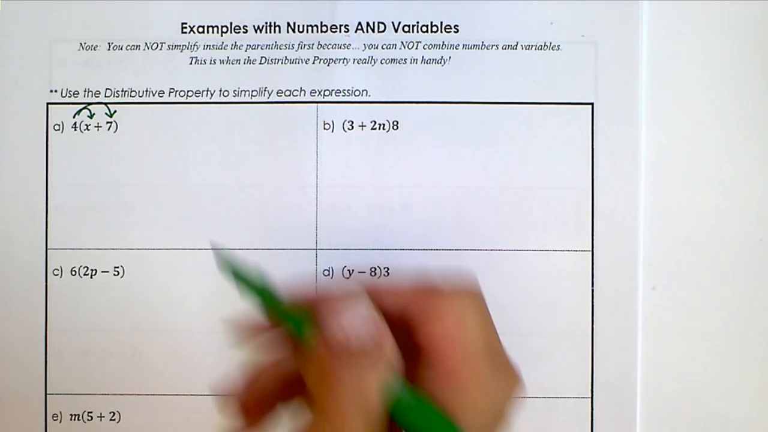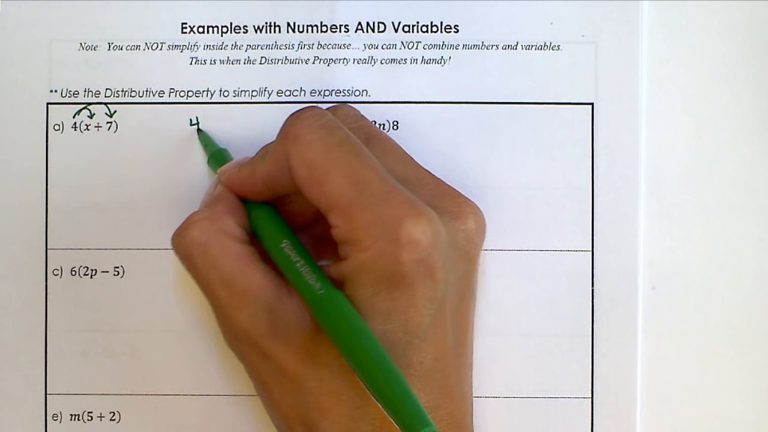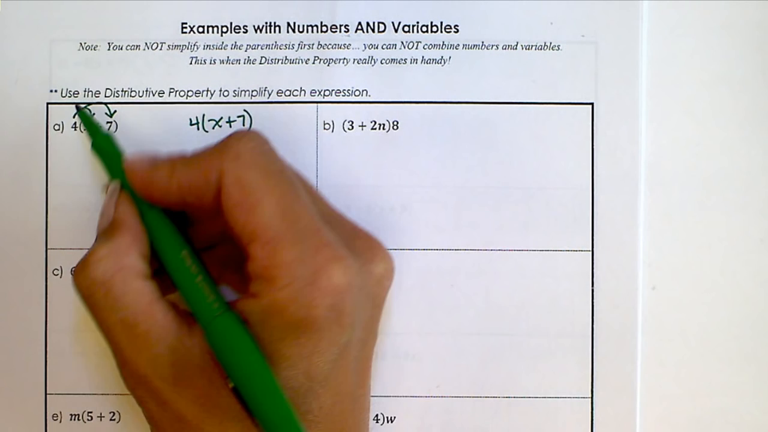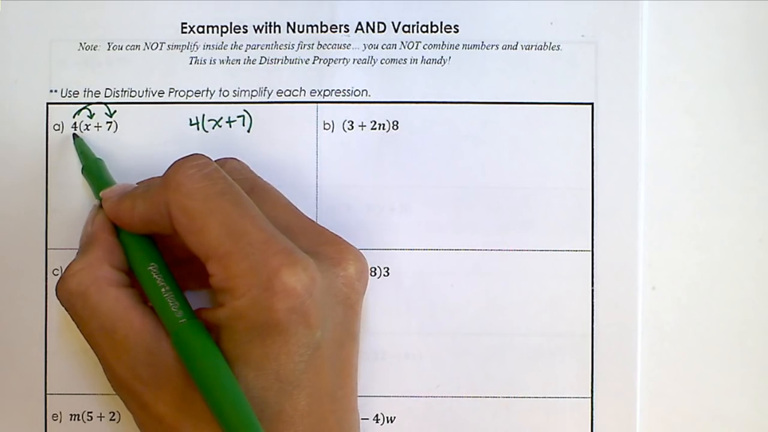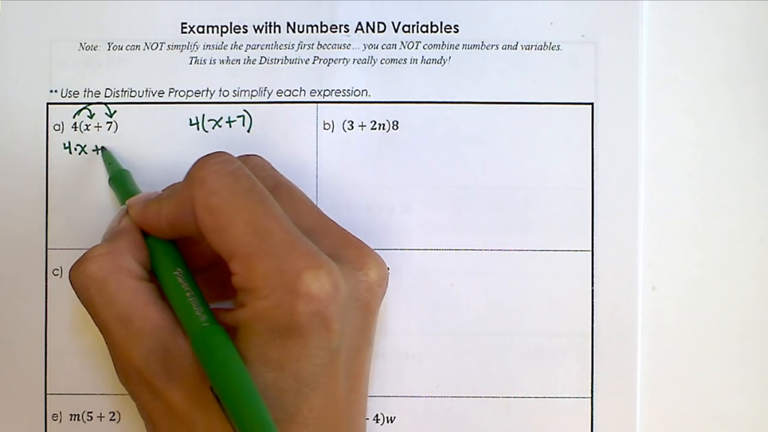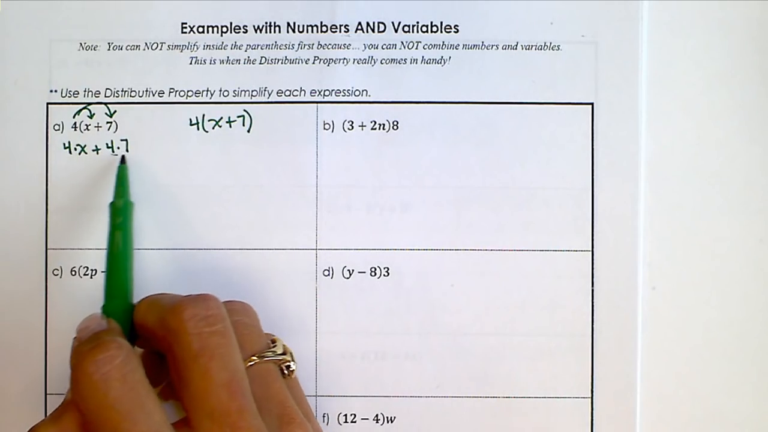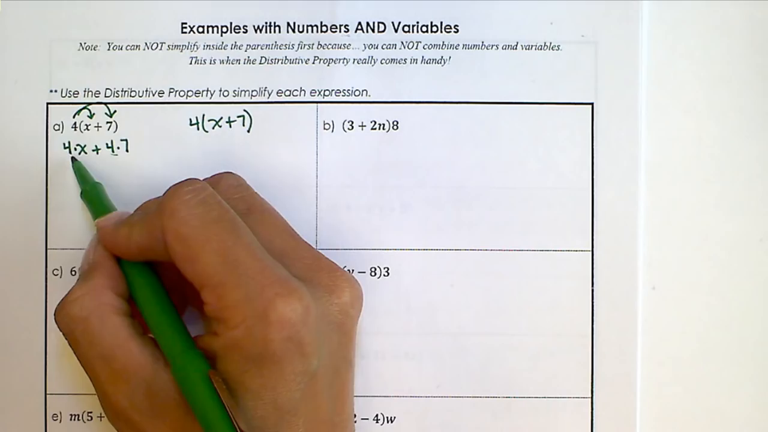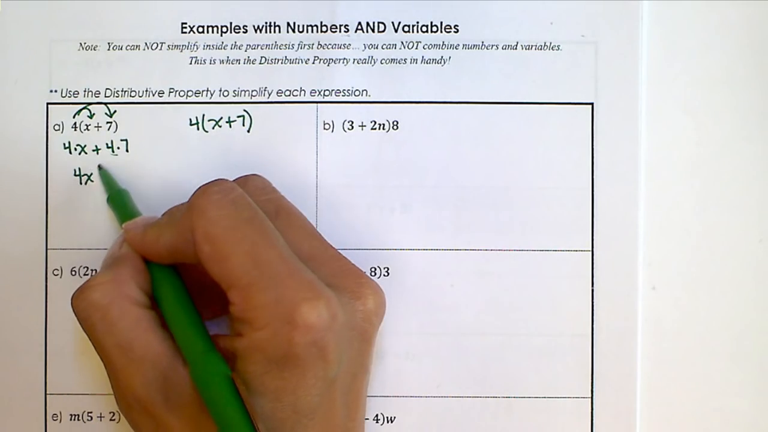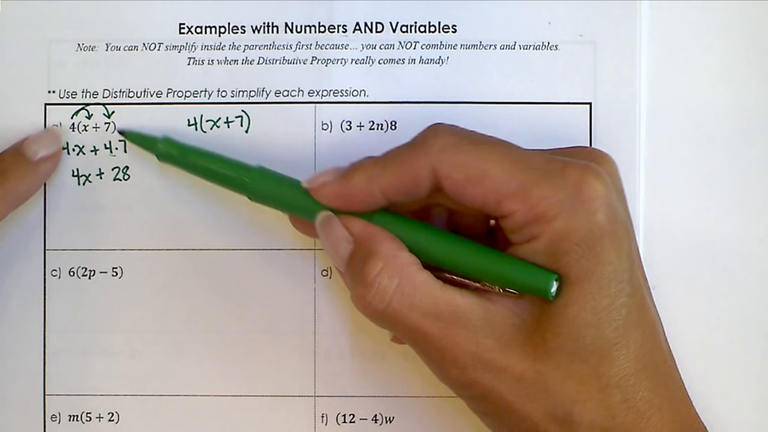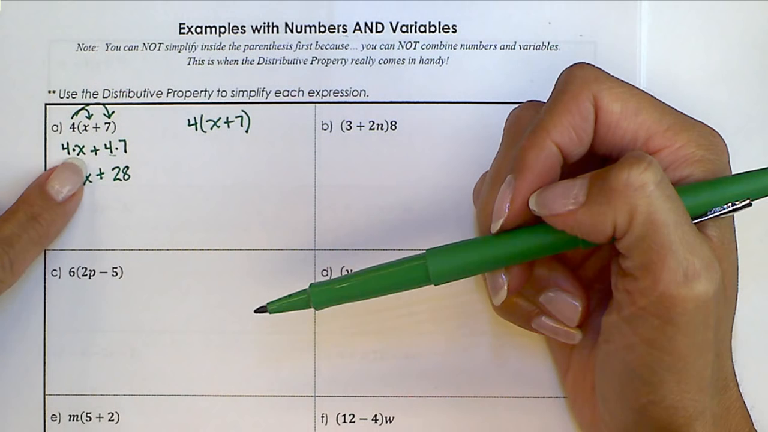Now there's two different ways you can write this, and I'll show you both ways and you can decide which one you like. A lot of times teachers will teach that you want to do 4 times x plus 4 times 7. So they don't want you to actually multiply yet until the second step, and 4 times x is just 4x, and then 4 times 7 is 28. So some teachers want you to write this step right in here, which is fine.